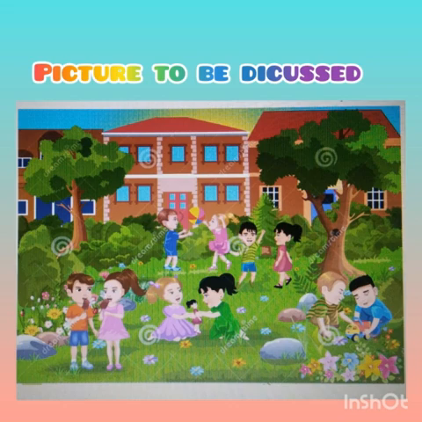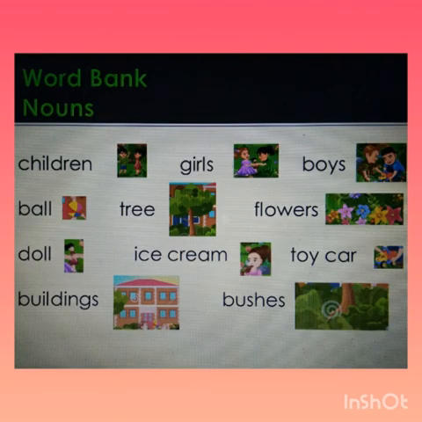Now here we have a word bank of nouns. Do you see the children in that picture? So there are children, there are girls, boys, a ball, there is a tree, there are many colorful flowers. There is a doll as well. There is a yummy ice cream. There is a little toy car. There are huge buildings. There are green bushes. So there are so many things that you can see in that picture. So these are the nouns that you can see.